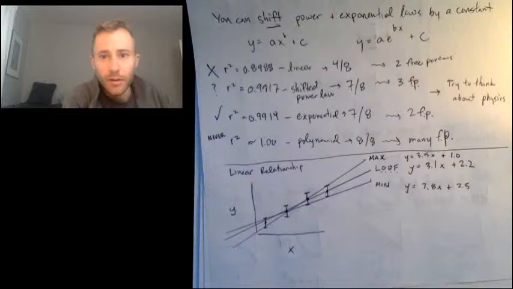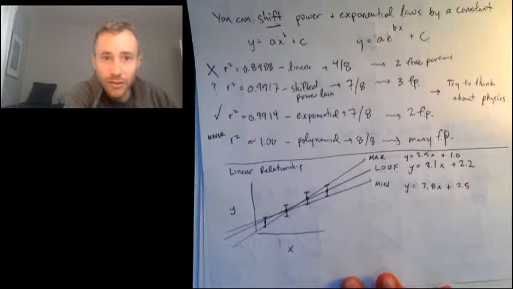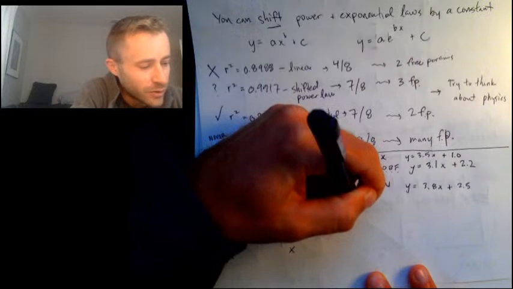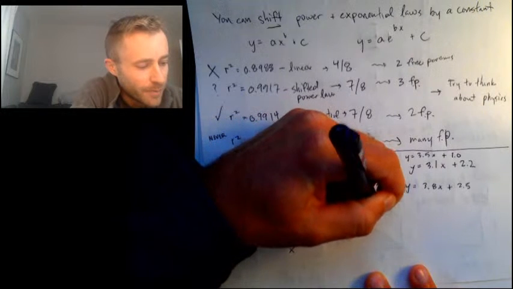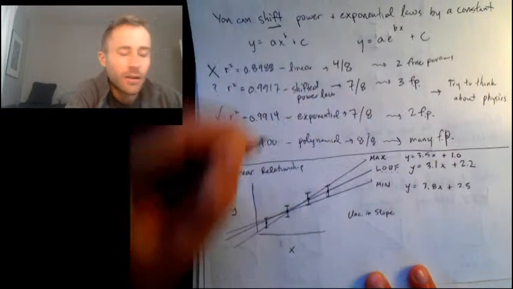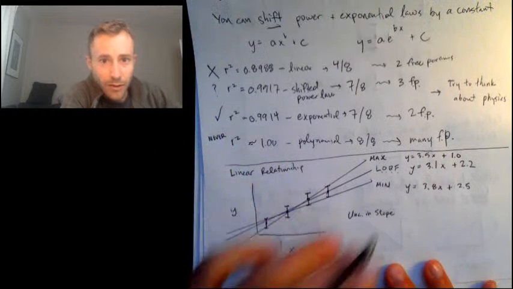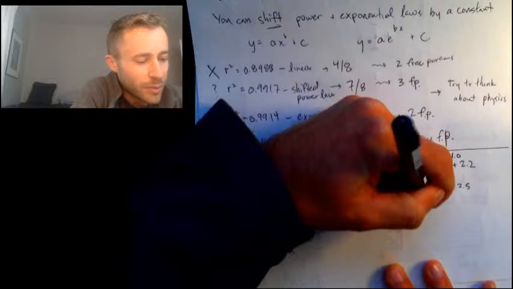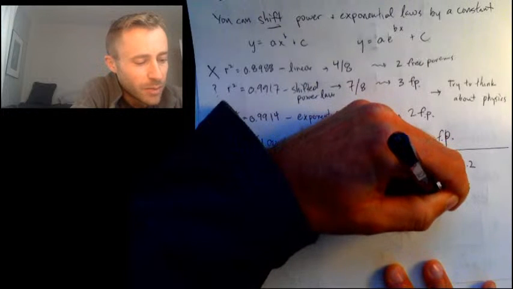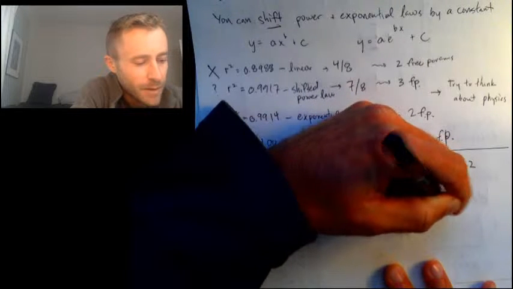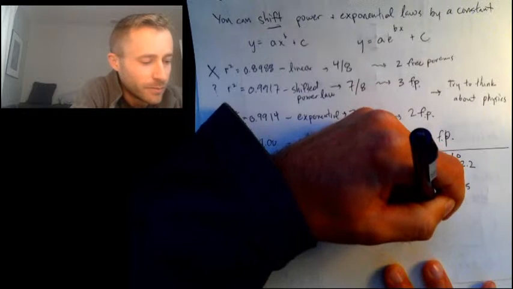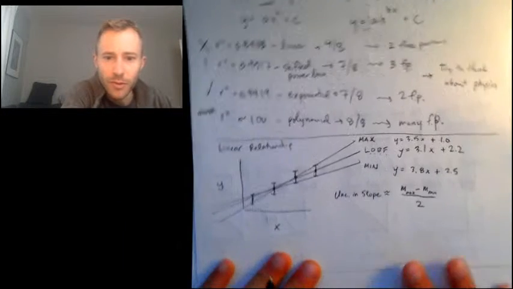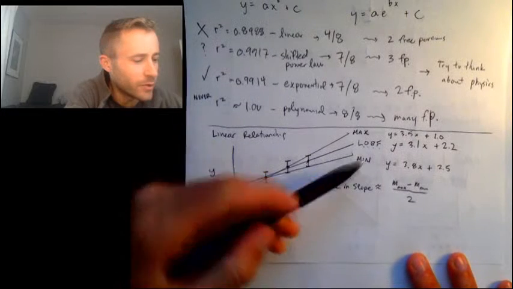So if you want to know what is the uncertainty in the slope, you can approximate it using max and min lines. It's approximately going to be equal to the maximum slope minus the minimum slope divided by 2. Okay, so what is the maximum slope in this case? The maximum slope was 3.8.